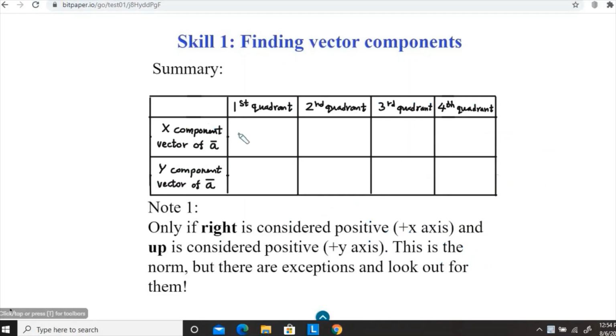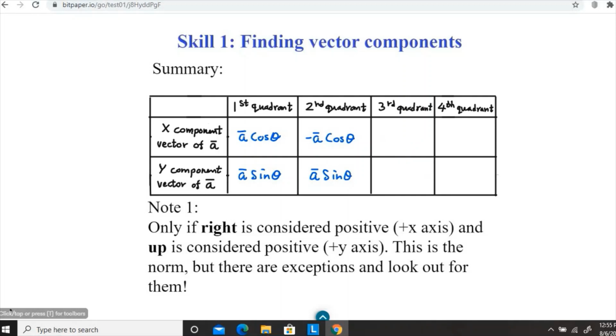Now let's summarize the component vectors that we got for each quadrant. For the first quadrant, the x component vector of a can be written as a cosine theta, the y component a sine theta, and both are positive. For the second quadrant, the x component is negative, so minus a cosine theta, but the y component is positive, a sine theta. For the third quadrant, both components are negative.